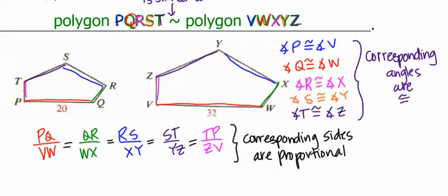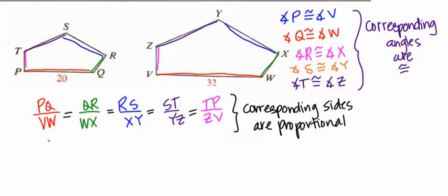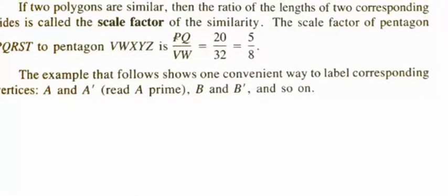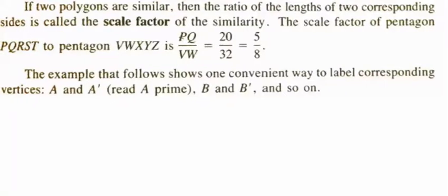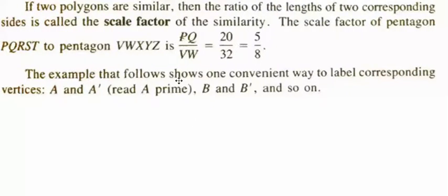So when I take each ratio and put it in its simplest form, they will all be the same exact ratio in simplest form. So let's try an example. If two polygons are similar, then the ratio of the lengths of two corresponding sides is also called the scale factor of the similarity. So for instance, PQ over VW is equal to 20 over 32.